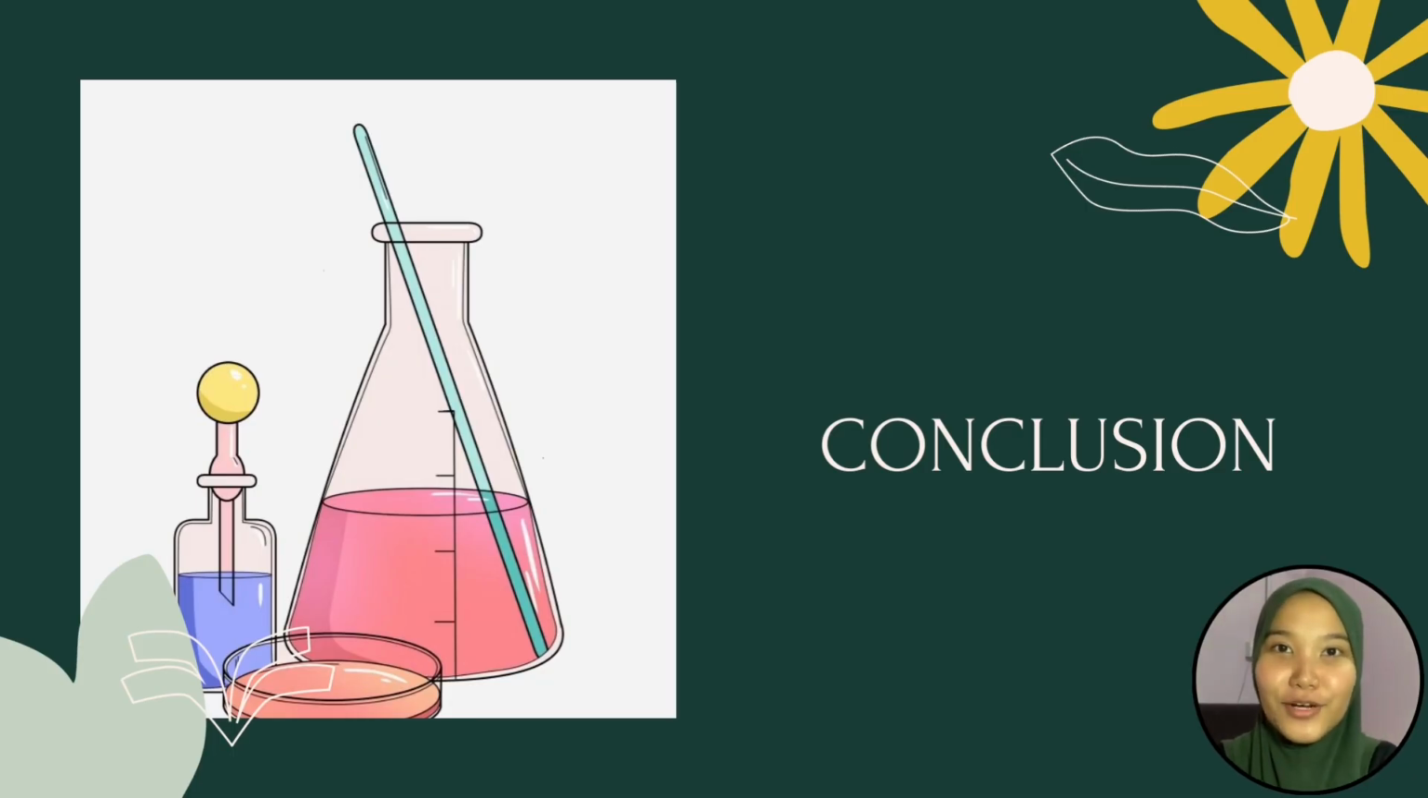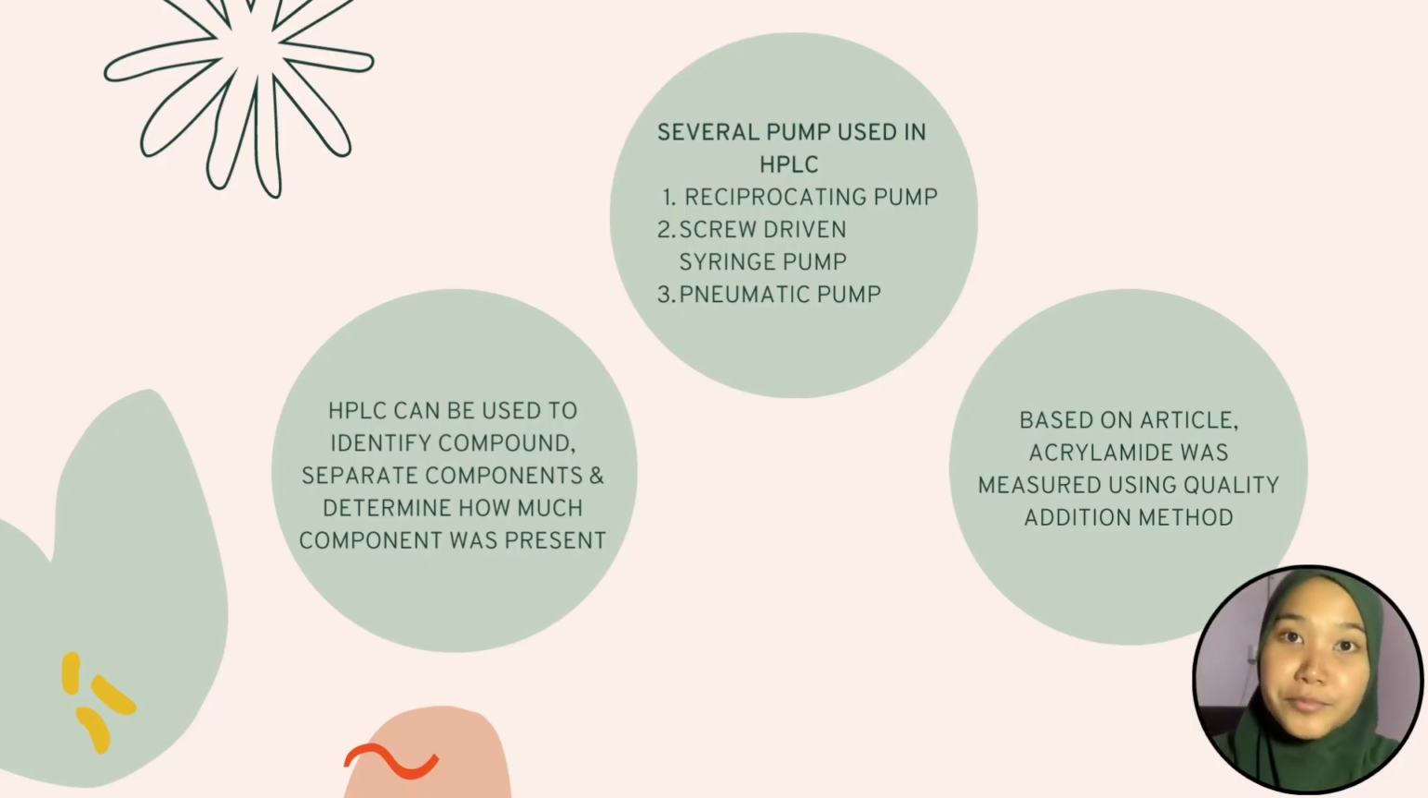So in this video, I will explain about the conclusion. In conclusion, HPLC, or high performance liquid chromatography, can be used to identify each compound, separate the components of a compound, and determine how much of each component is present in the mixture.